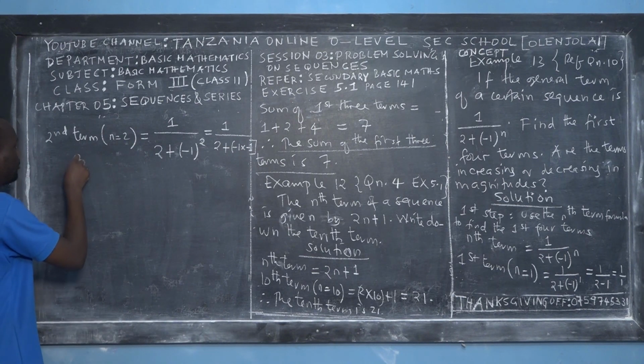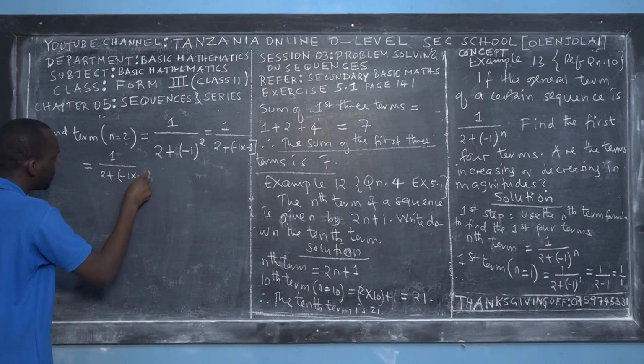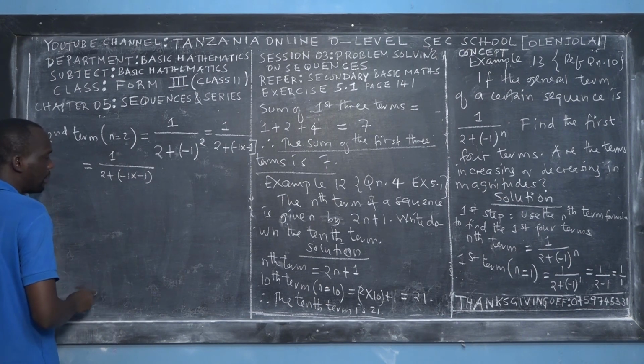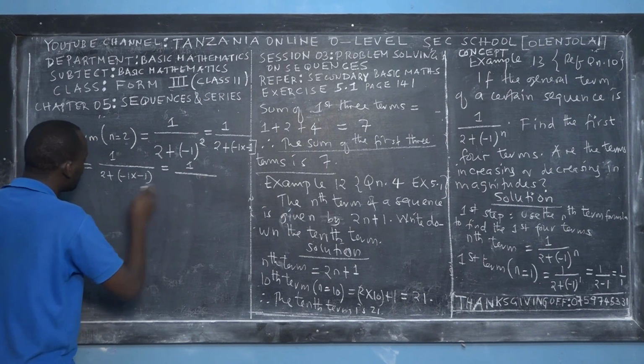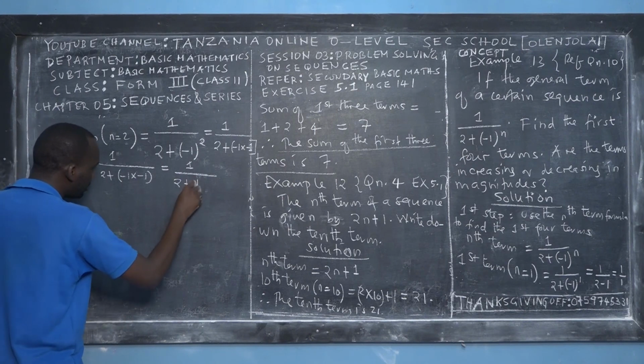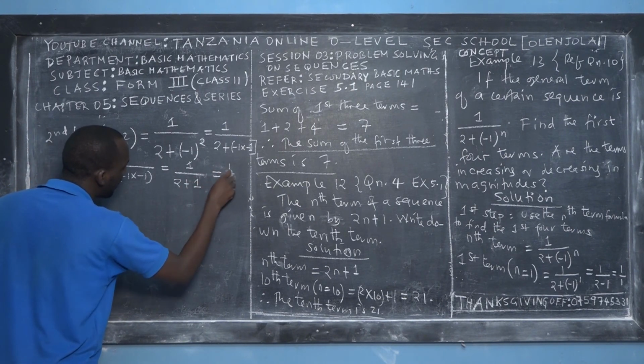So then, the second term will be what? As I said, we have 2 plus -1 times -1, that means -1 power 2. So the numerator will be 1. The denominator is 2 plus -1 times -1, which is 2 plus 1 is 3. So the second term is 1/3.